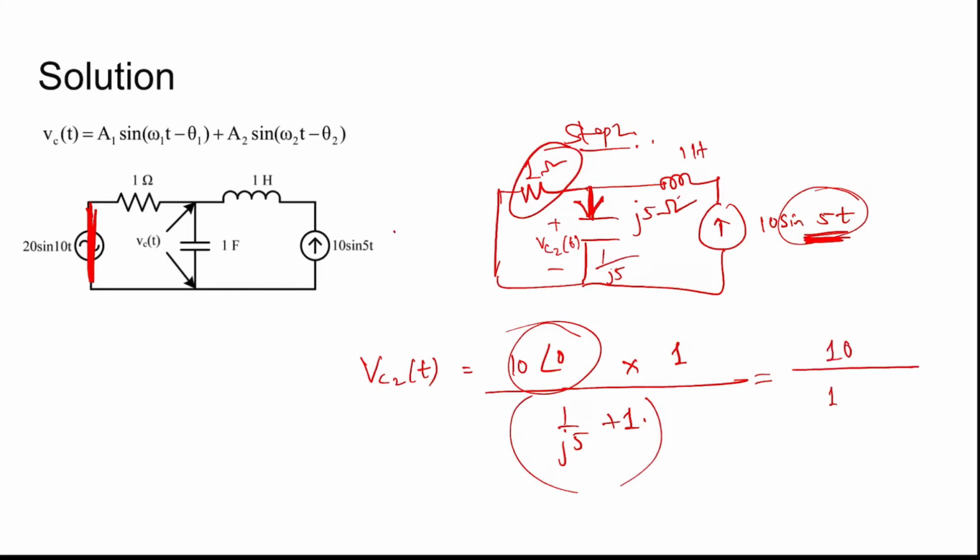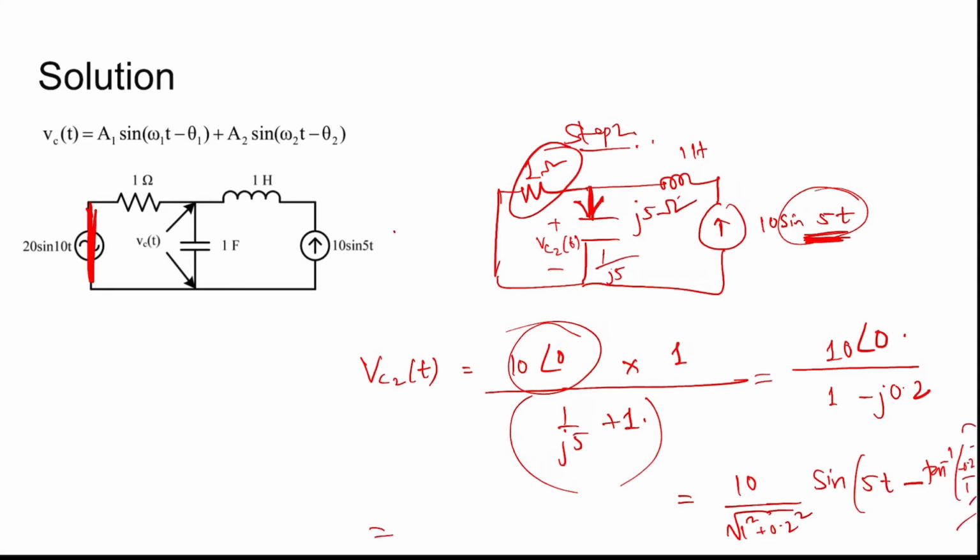So we actually get 10 divided by 1 minus j0.2, which comes out to be 10 angle 0. Now we can write 10 by root of 1 squared plus 0.2 squared, and sine of 5t minus tan inverse of minus 0.2 divided by 1. So this comes out as 1.98 sin(5t minus theta 2). Let this be theta 2.